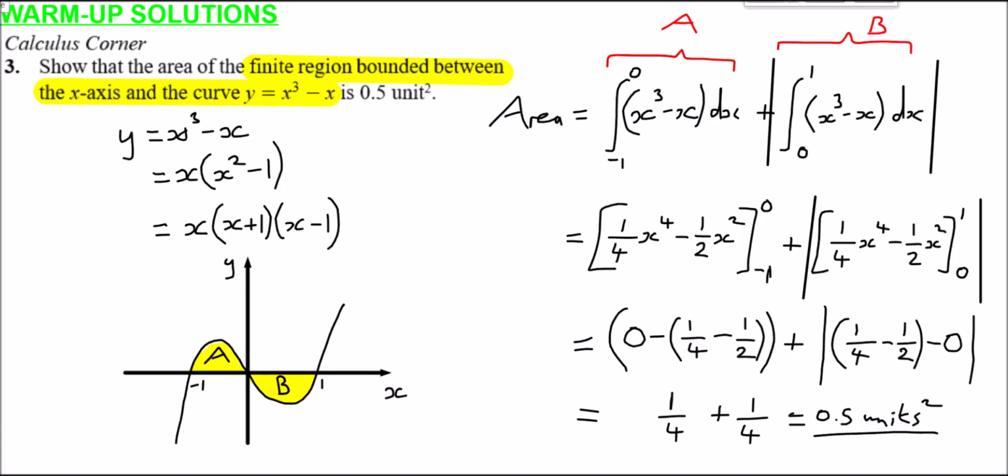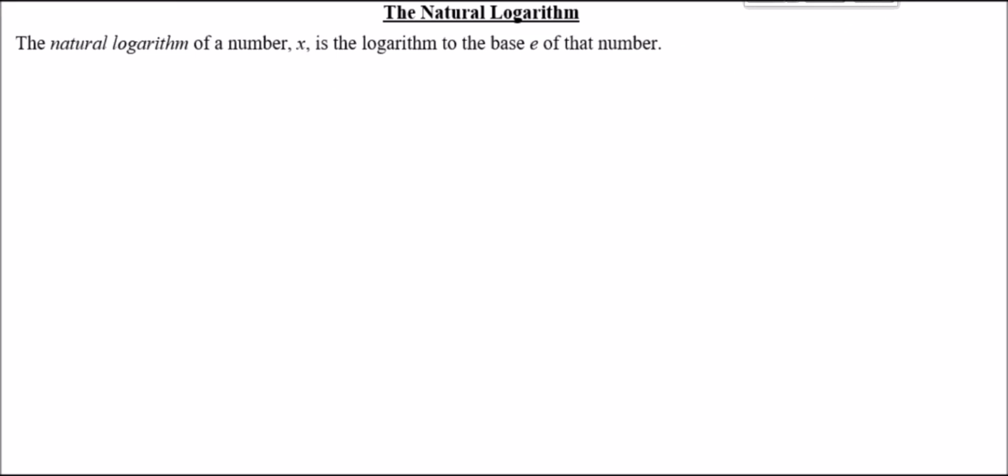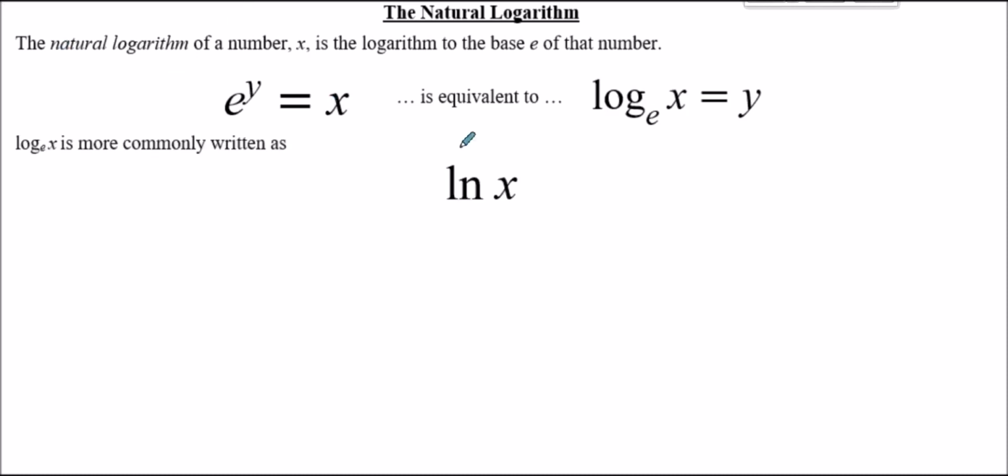So, moving on to the main bit of the lesson, the natural logarithm. So, a few details. The natural logarithm of a number, x, is the logarithm to the base e of that number. So, if we have e to the y equals x, that's the same as saying log base e of x is the same as y. Now, log base e itself is often written as ln, as in log natural. So if you've got a log with a base e, that's ln.